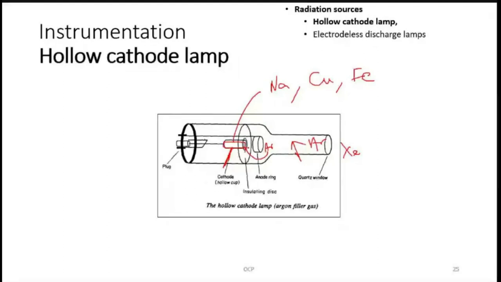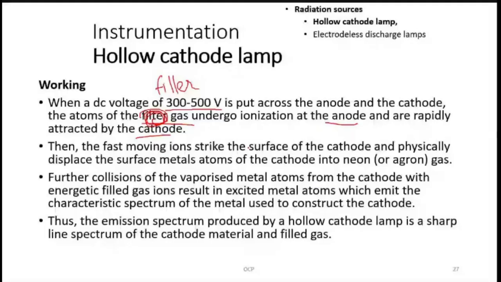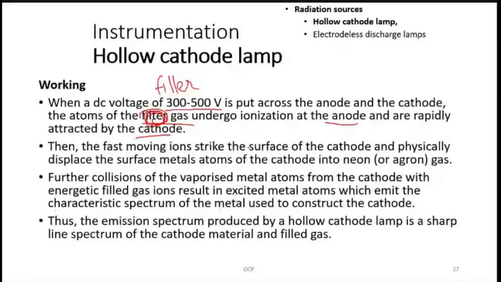So please note that first the gas is acquiring the energy, it is getting ionized. Then the fast moving ions strike the surface of cathode and physically displace the surface metal atoms of the cathode into neon or argon gas. So by bombardment of these atoms on the surface of the cathode, the construction material of the cathode gets dislodged into the surrounding gas. Now, further collisions of the vaporized metal atoms from the cathode with the energetic filler gas ions result in excited metal atoms which emit the characteristic spectrum of the metal used in the construction of cathode.